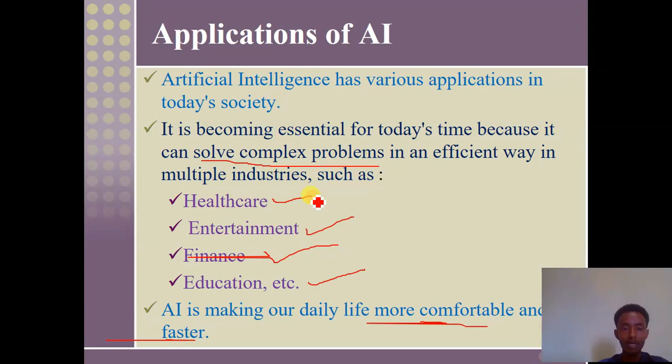By using this artificial intelligence, this is also an application of artificial intelligence.